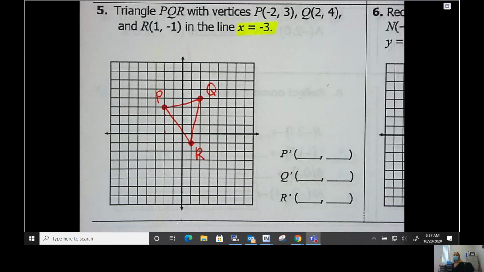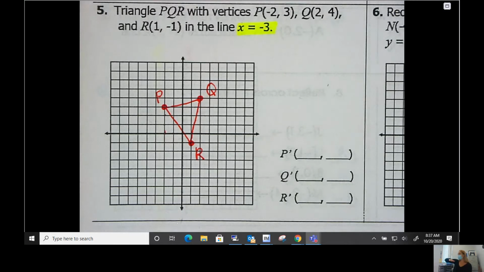All right. Now, it wants you to reflect over the line x equals -3. So now you got to think back to when we did parallel and perpendicular lines. X equals -3 is a straight line. Is it a straight line going up and down? Or is it a straight line going left and right?